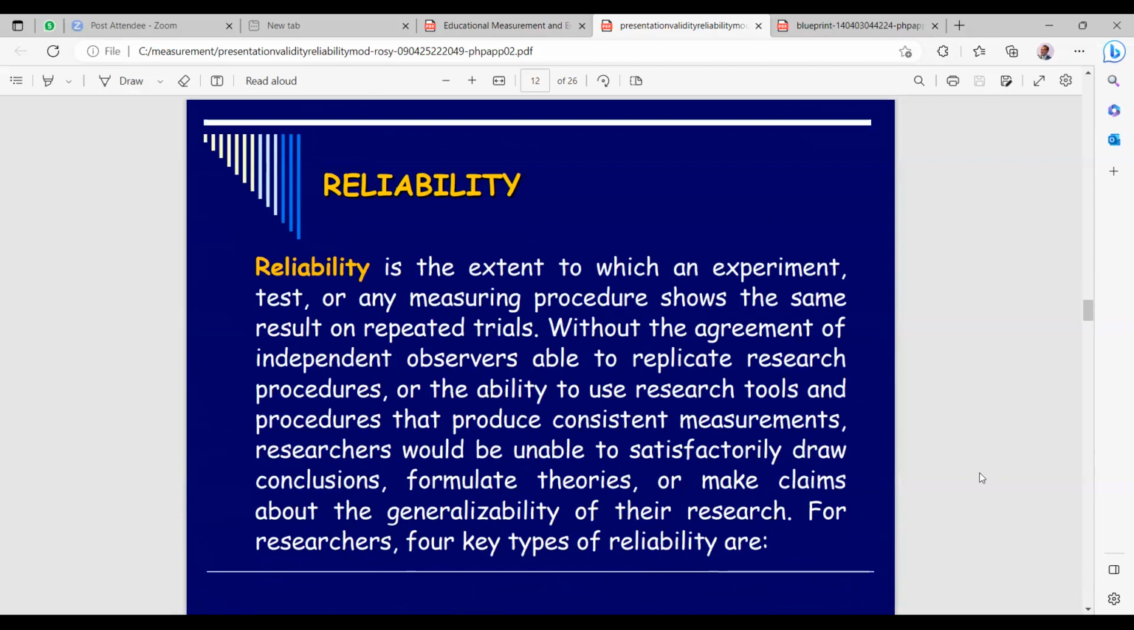Reliability is the extent to which an experiment, test, or any measuring procedure shows the same result on repeated trials without the agreement of independent observers able to replicate research procedures or the ability to use research tools, and it goes on like that, right? So just go with this first sentence. Reliability is the extent to which an experiment, test, or any measuring procedure shows the same result on repeated trials. Same result on repeated trials.